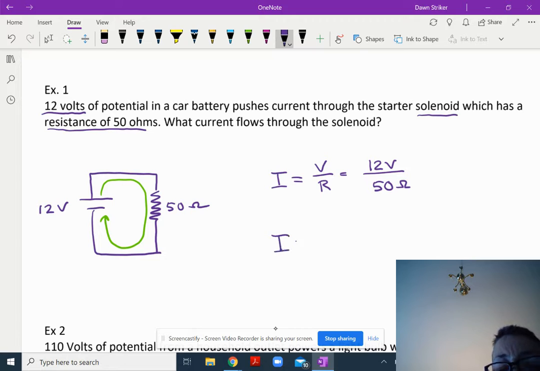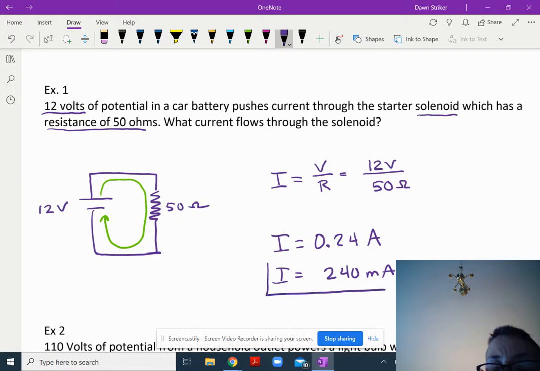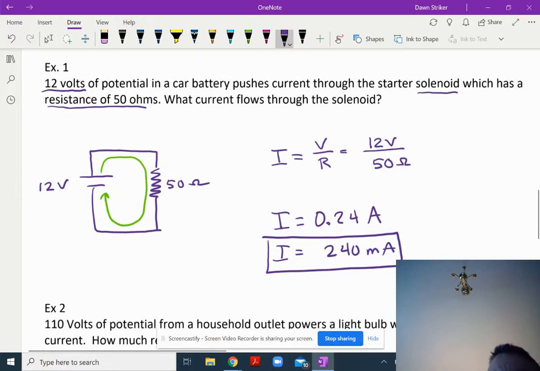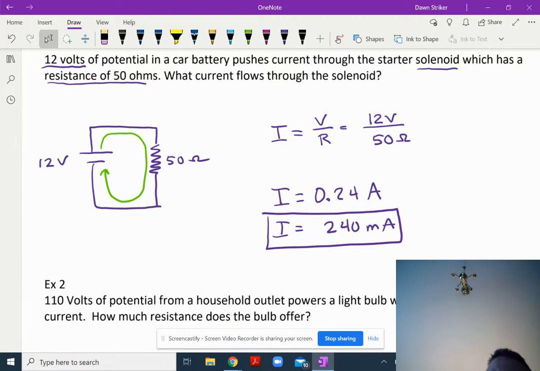I get out my calculator. 12 divided by 50. And I see I have 0.24 amps, which is the same as 240 milliamps. So thinking about how much current hurts us, that is a lot of current in milliamps. 1 milliamp of current is enough to hurt us. And so 240 milliamps is definitely a lot of current.